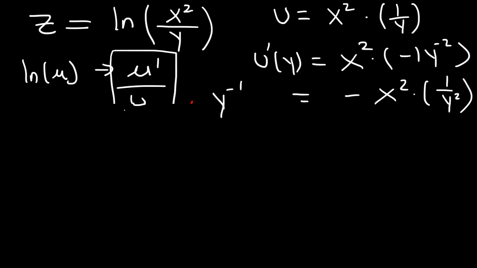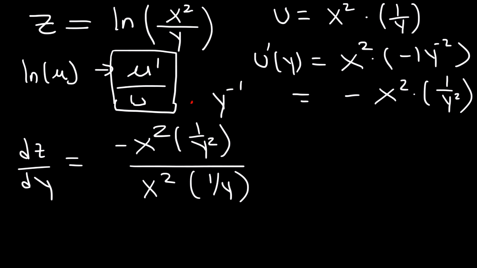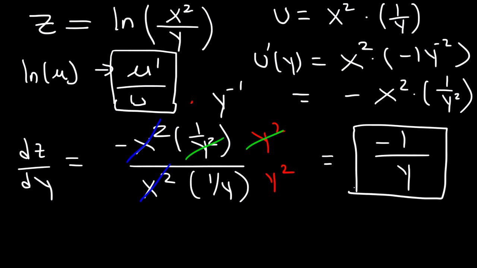So using this formula, u prime over u, dz/dy is going to be u prime, which is negative x squared times 1 over y squared, divided by the original u value, which is x squared times 1 over y. So we can get rid of the x squared term, and let's multiply the top and the bottom by y squared to simplify the complex fraction. So these will cancel. So on top, we're just going to have a negative 1. On the bottom, y squared divided by y is y. So this is the first partial derivative with respect to y. It's negative 1 over y.